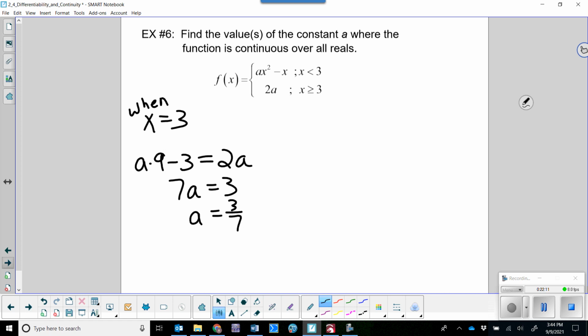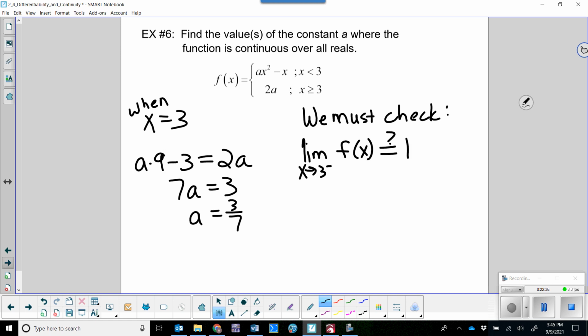Now, you cannot just say that. So we need to actually show that the limits work. Okay, so we must check, and in order to check, we want to know, is the limit as x approaches 3 from the left of this function f, does that question mark equal the limit as x approaches 3 from the right? Okay, so we're going to look.